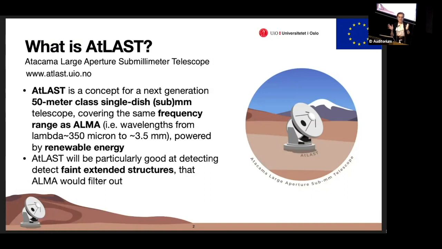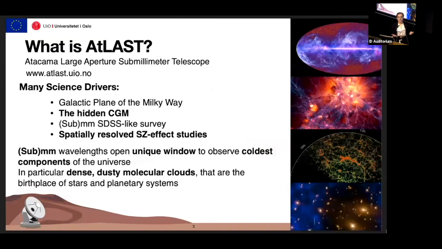And because it's a single dish and not an interferometer, it's tuned to detect extended and faint structures in the universe. So there are many science drivers for ATLAS, but in my PhD, I'm mostly focusing on the hidden CGM and the spatially resolved SZ effect, and in this talk I'm just focusing on the CGM.